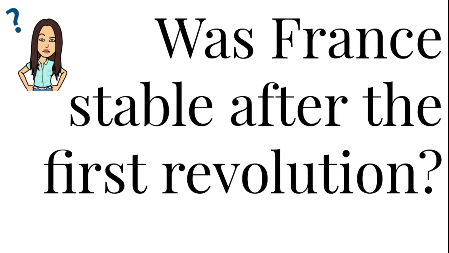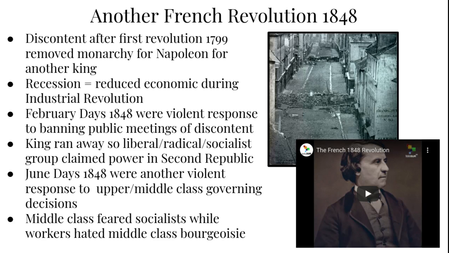Second topic, was France stable after their first revolution? The short answer is no. The revolution didn't exactly pan out the way many French people expected. First of all, there was a widespread discontent after 1799 when the traditional monarchy was removed. This was because Napoleon, as the leader of the revolution that said was for liberty and equality, actually made himself as powerful as a king and definitely acted like one.